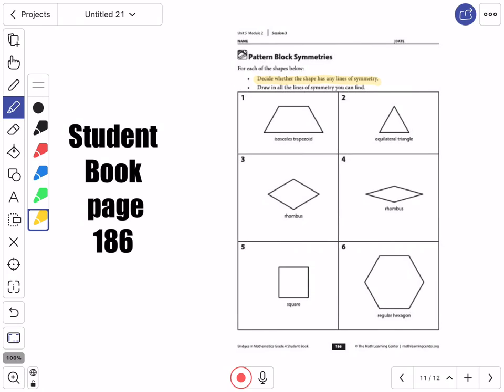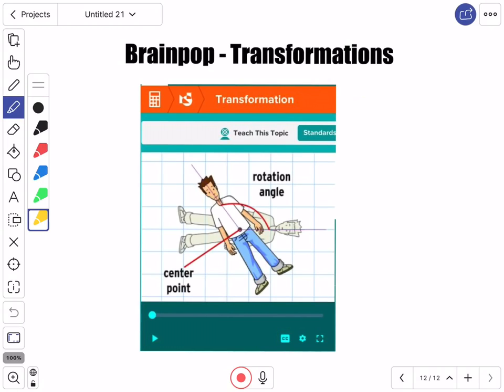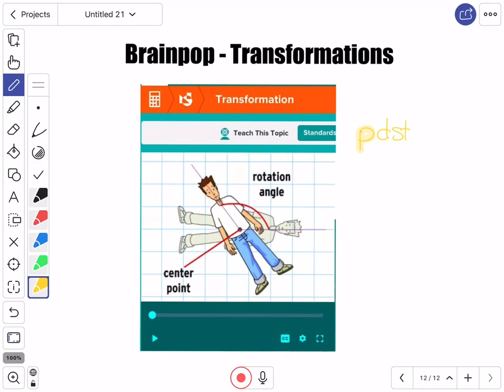All right, so what you are going to do for homework tonight is for each of the shapes below, decide whether the shape has any lines of symmetry, and then I want you to draw all the lines of symmetry. So again, decide whether the shape has any lines of symmetry and draw all the lines of symmetry that you find, okay? So we have an isosceles trapezoid, an equilateral triangle, a rhombus, another rhombus, a square, and a regular hexagon. So complete that, and I want you to upload that into Seesaw.